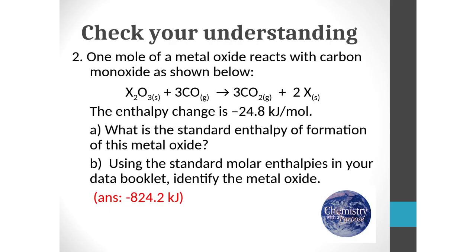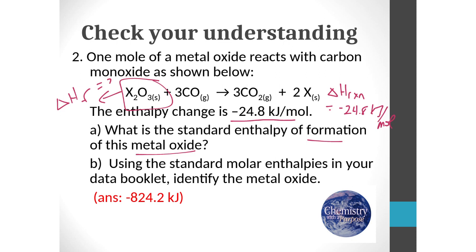Here's another example. It's the same, but a little different. 1 mole of a metal oxide reacts with carbon monoxide as shown below. And it says that the enthalpy change is negative 24.8. So this is telling us that the enthalpy change for the entire reaction is equal to negative 24.8 kilojoules per mole. So it says, what is the standard enthalpy of formation of the metal oxide? So we're trying to figure out what is the delta HF of this oxide.